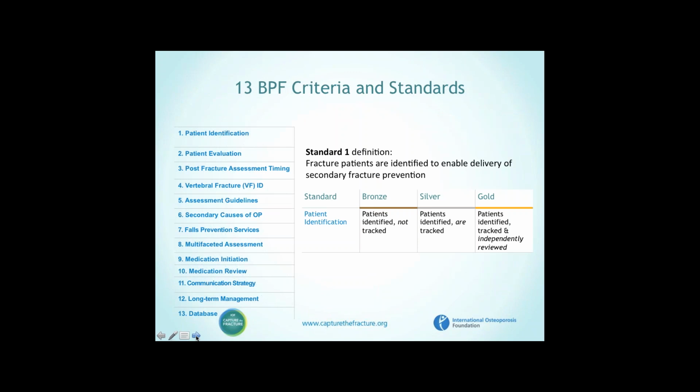For patient identification, bronze is that patients are identified, but there's no system for tracking within the hospital system. Silver is for when they're identified and there's a separate tracking system. And the gold standard, which is aspirational, is that not only do you have a standard process for finding these patients, but you regularly independently review this either through spot audits or an external body to pick up the patients that may have been missed. We understand from the most successful FLSs in the globe, most have more than one strategy for case identification.